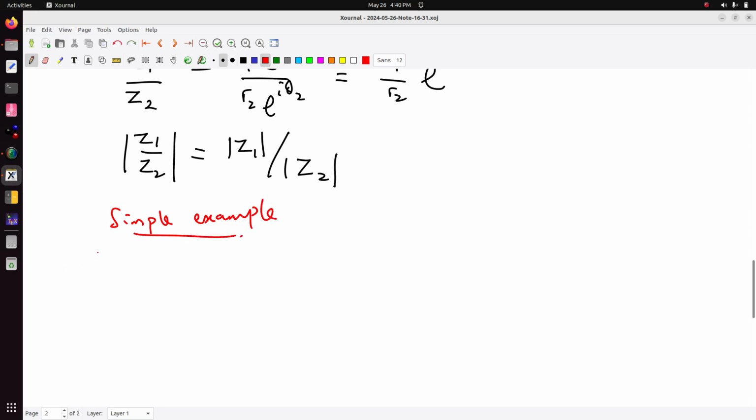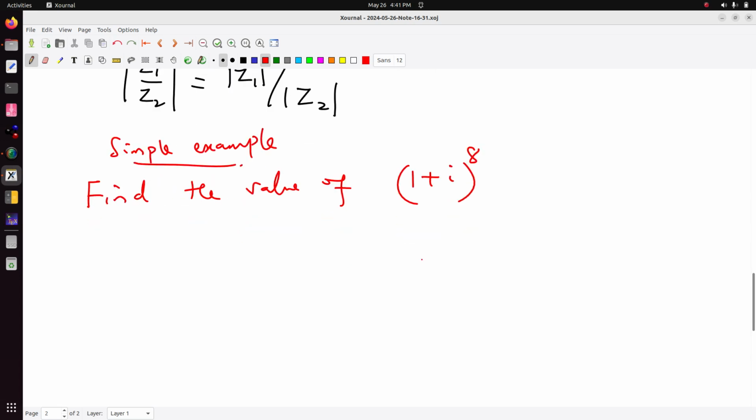So let's say we want to find the value of (1 + i) raised to the power 8. Raised to any power, it can be 10, it can be 20. For example, if you are given (1 + i) raised to the power 20 and you start evaluating this by expanding the brackets, it's going to take a long time. But if you write the complex number 1 + i in polar form, you can easily find the power, as you will see shortly. Solution.